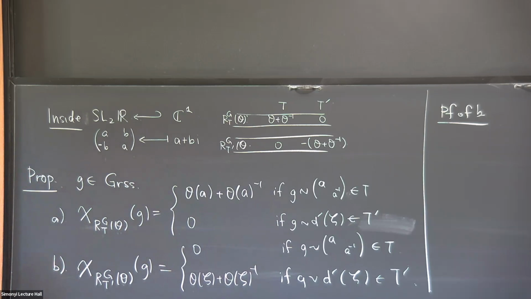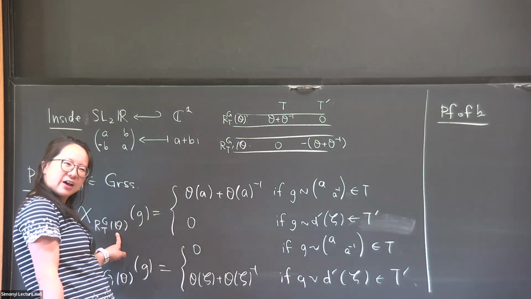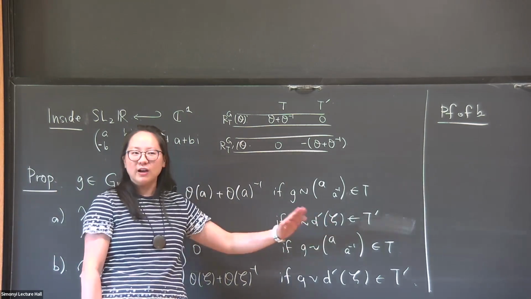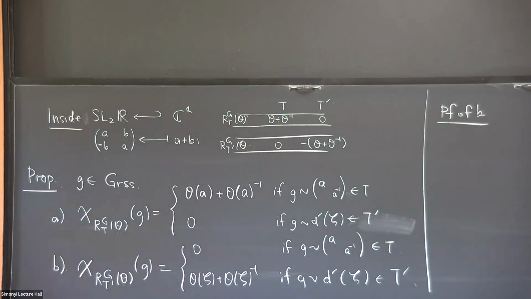But this brings up a good point. How would you try to evaluate something on FP star on something that looks like this? You cannot do it. And so then the character is 0. This is not a proof.